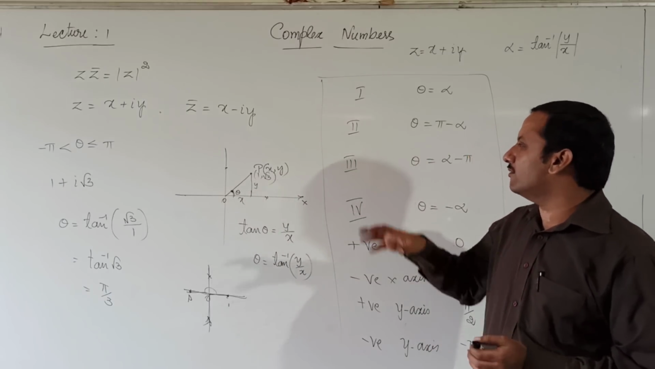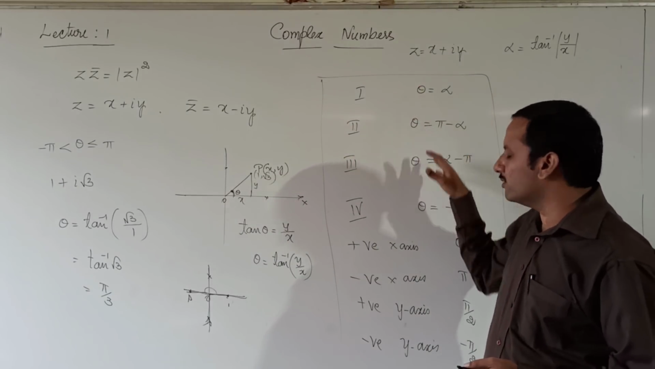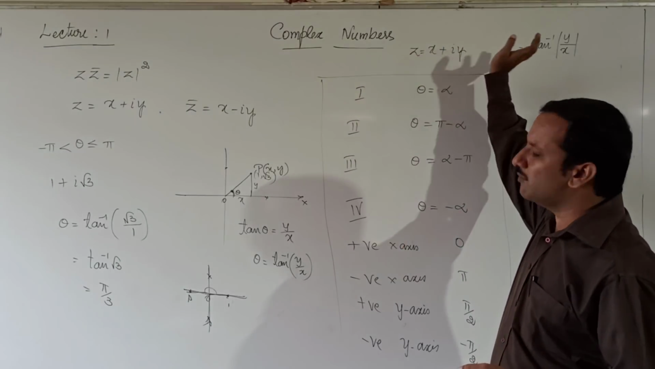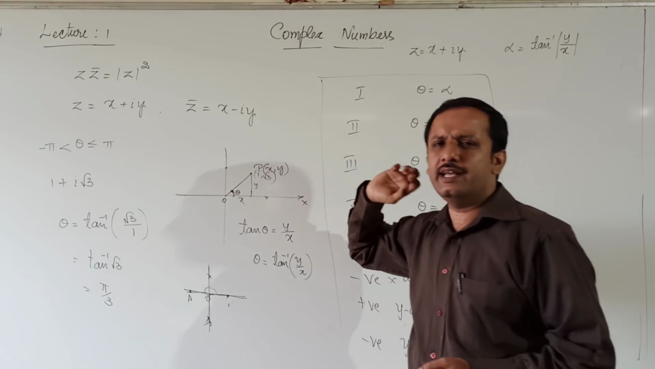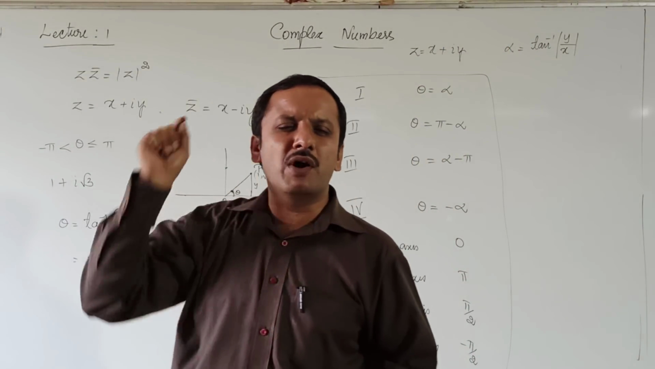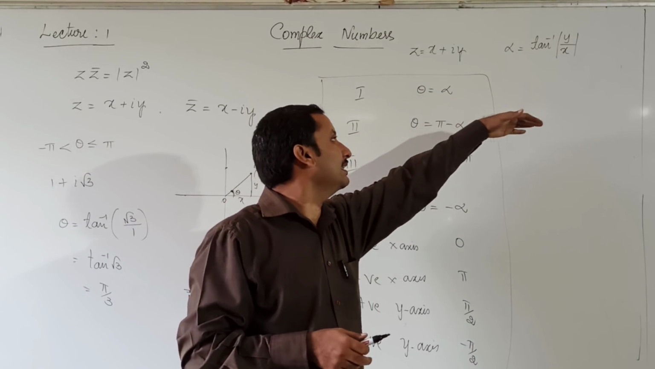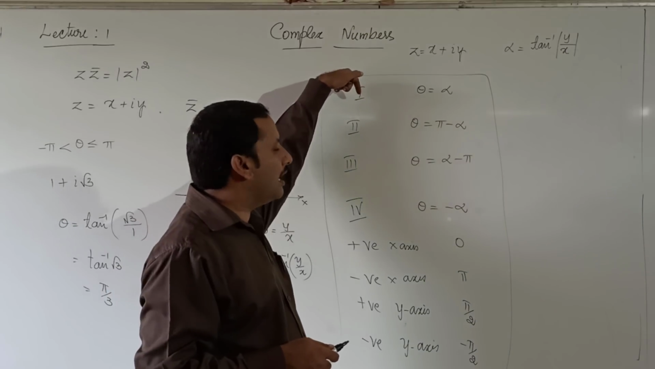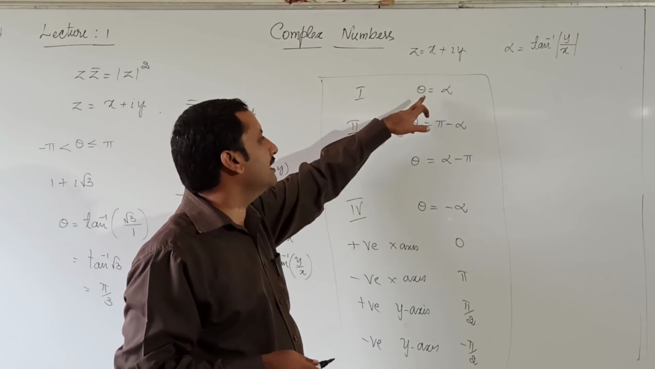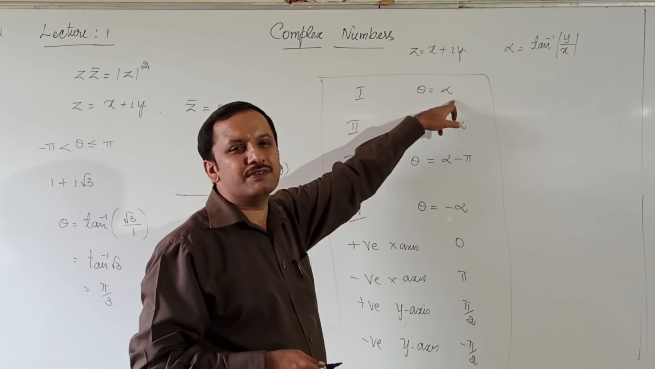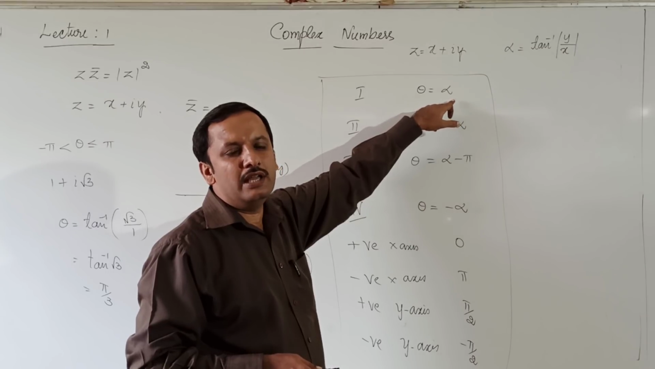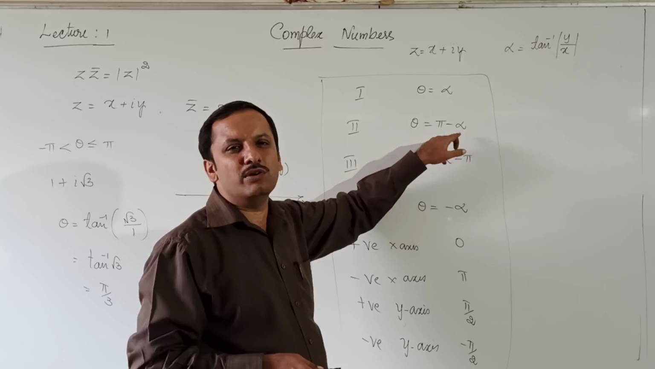So, depending on where it lies, you would determine what is theta. First you find out alpha, with x and y. Take alpha as tan inverse of modulus of y by x. Find that first. After finding that, the amplitude is given by theta is equal to, if it lies in the first quadrant, theta is equal to alpha. If it lies in the second quadrant, theta is equal to pi minus alpha.